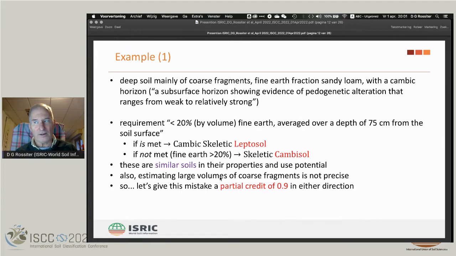Another point here is that estimating volumes of coarse fragments is not precise, although this previous talk on the estimation from photographs was an interesting idea. In general, to say, is it really 20% or 15 or 25 is pretty difficult. So we might, in this case, give a partial credit of 90%, let's say.